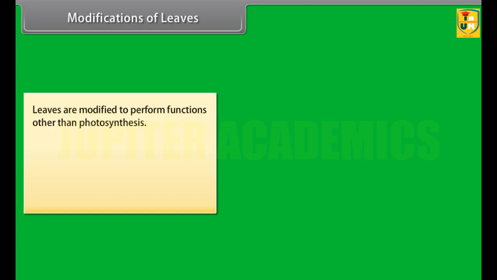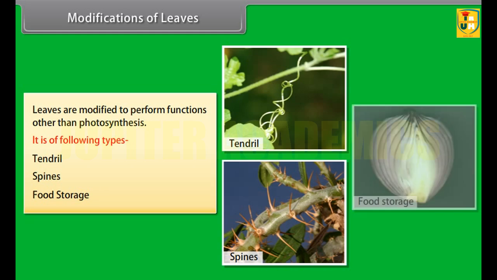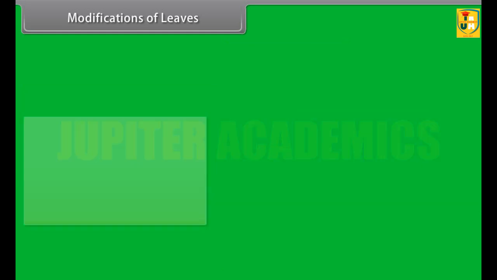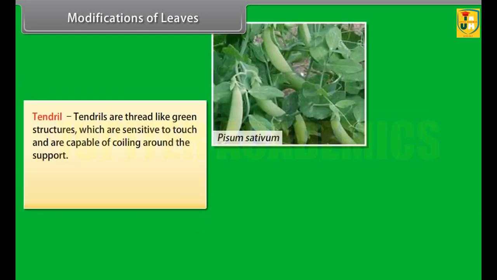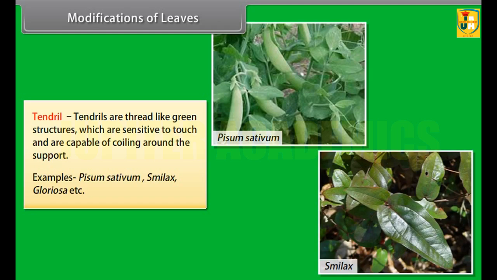Leaves are modified to perform functions other than photosynthesis. It is of following types: tendril, spines, food storage. Tendril. Tendrils are thread-like green structures which are sensitive to touch and are capable of coiling around the support. Examples: Pisum sativum, Smilax, Gloriosa, etc.